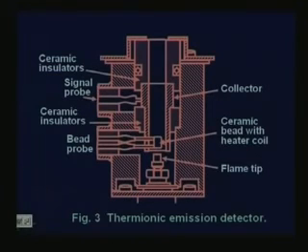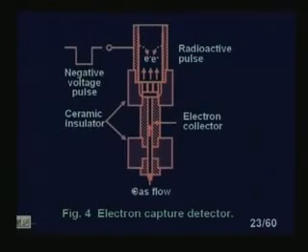So this is what you can see here, that there is a flame tip which is around 1.2 cm above the plasma jet. So this is our thermionic emission detector. Last, we will discuss the electron capture detector. You see, this is the electron capture detector.